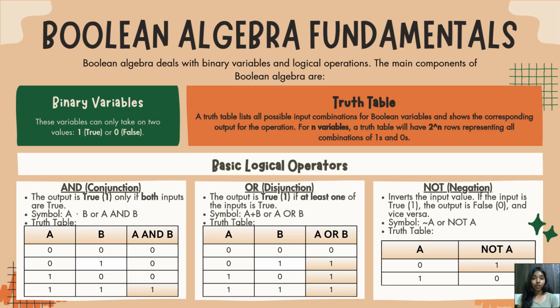The basic logical operators are AND, OR, and NOT. Under AND, the output is true only if both the inputs are true. The symbol for AND is A dot B or A and B, where A and B are the binary variables. Here is the truth table of the AND operator.